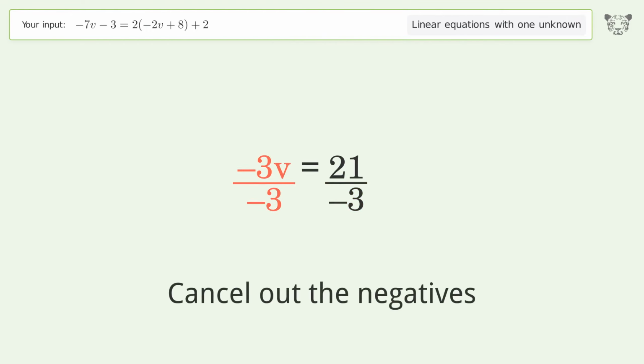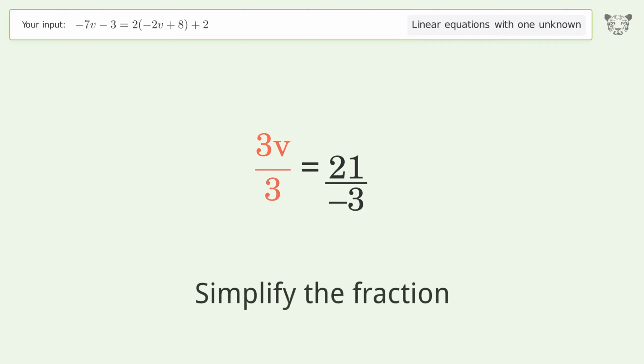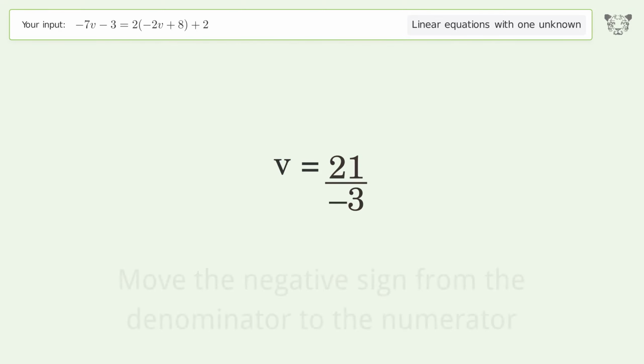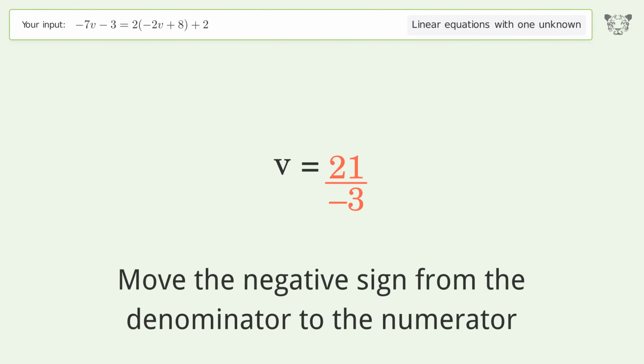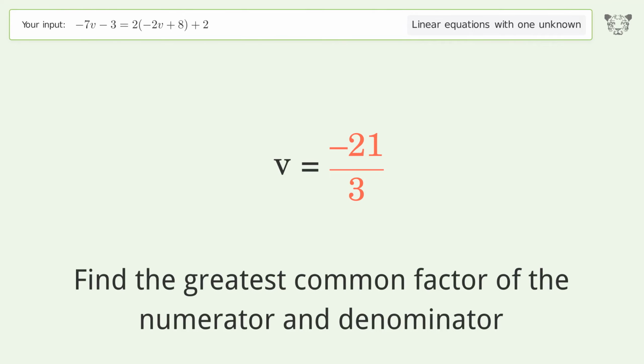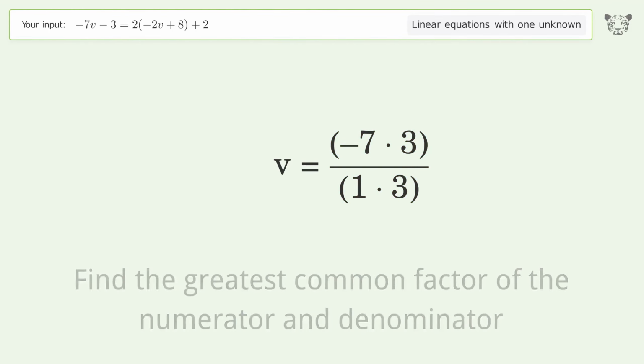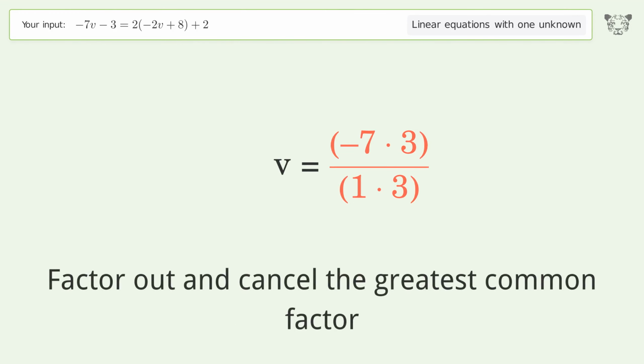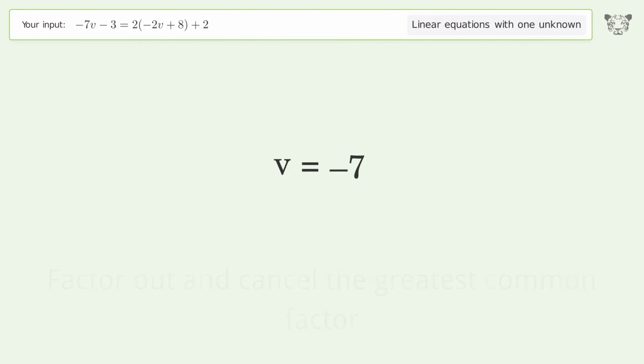Cancel out the negatives. Simplify the fraction. Move the negative sign from the denominator to the numerator. Find the greatest common factor of the numerator and denominator. Factor out and cancel the greatest common factor. And so the final result is v equals -7.